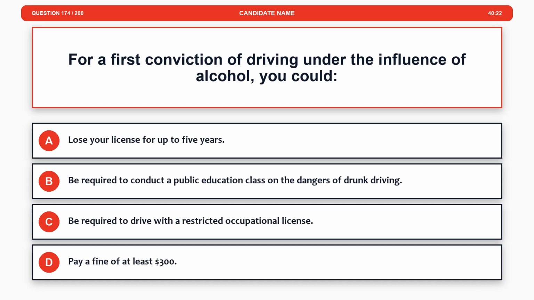Question 174. For first conviction of driving under the influence of alcohol, you could Option A. Lose your license for up to 5 years. Option B. Be required to conduct a public education class on the dangers of drunk driving. Option C. Be required to drive with a restricted occupational license. Option D. Pay a fine of at least $300.